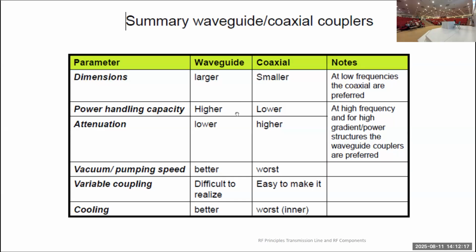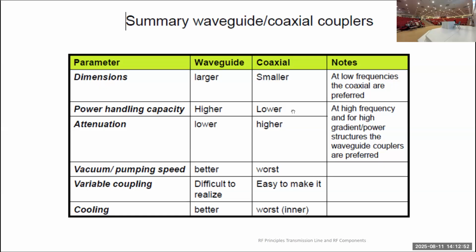The power handling of waveguides is much higher than coaxial cables. For higher power cases, we use waveguides, and attenuation is much lower in waveguide components and waveguide assemblies, while it is very high for high frequency coaxial cables and couplers. The vacuum pumping is better for waveguide components.